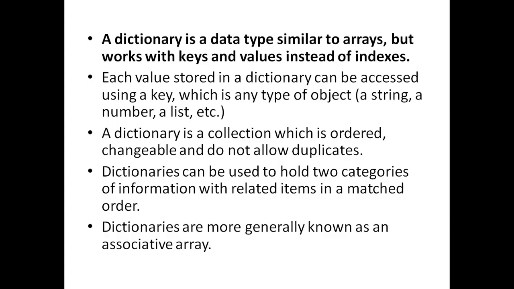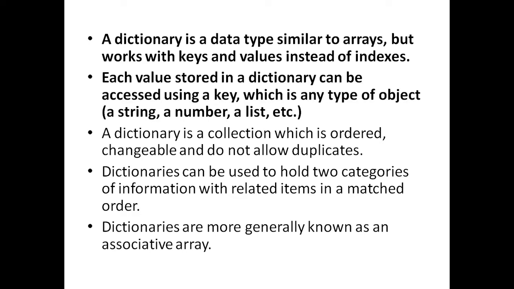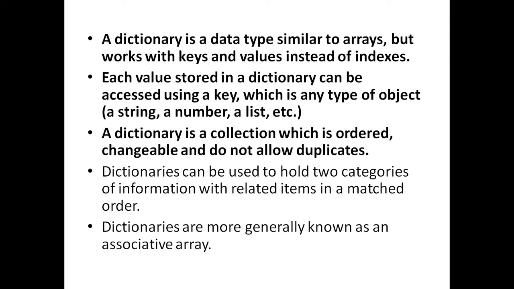Here we will see dictionary in Python. A dictionary is a data type similar to arrays, but it works with keys and values instead of indexes. Each value stored in a dictionary can be accessed using a key, which is any type of object like string, number, list, etc. A dictionary is a collection which is ordered, changeable and does not allow duplicates.